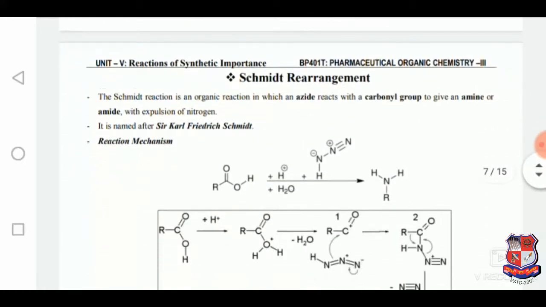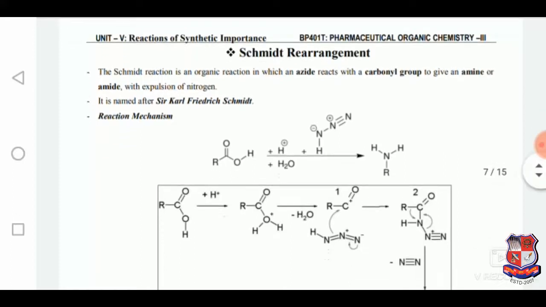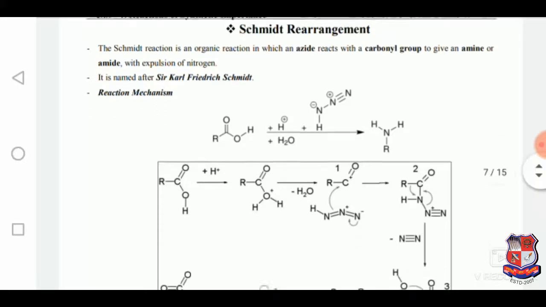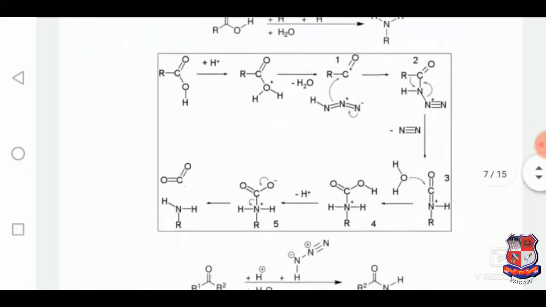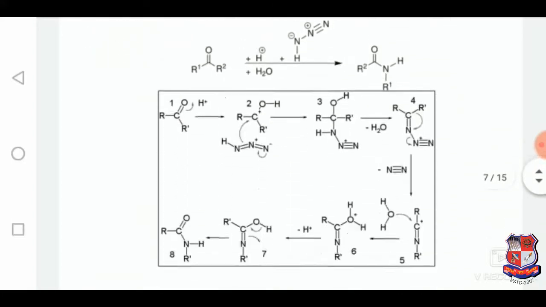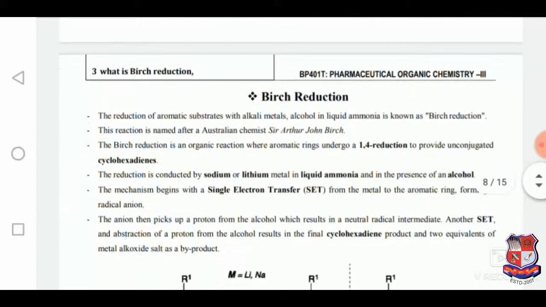Schmidt rearrangement. The Schmidt rearrangement reaction is an organic reaction in which an azide reacts with a carbonyl group to give an amine or amide with expulsion of nitrogen. It is named after Karl Friedrich Schmidt. This is the mechanism showing how the several steps take place in the reaction.